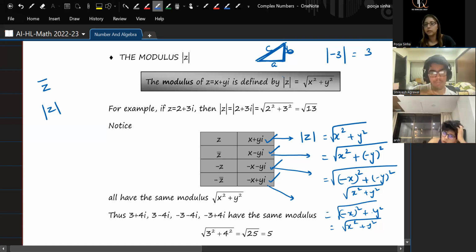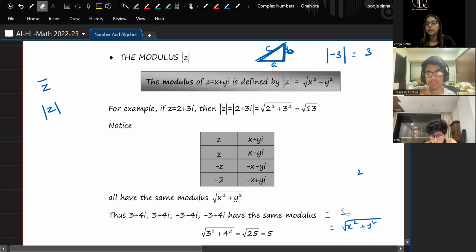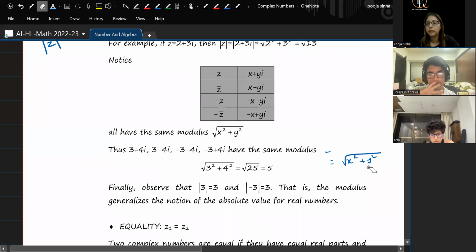Did you understand? Yes, got it, ma'am. It doesn't matter what the values are. If the number is the same with the plus minus sign, because of that square, the modulus is coming out to be the same. Clear? Okay.